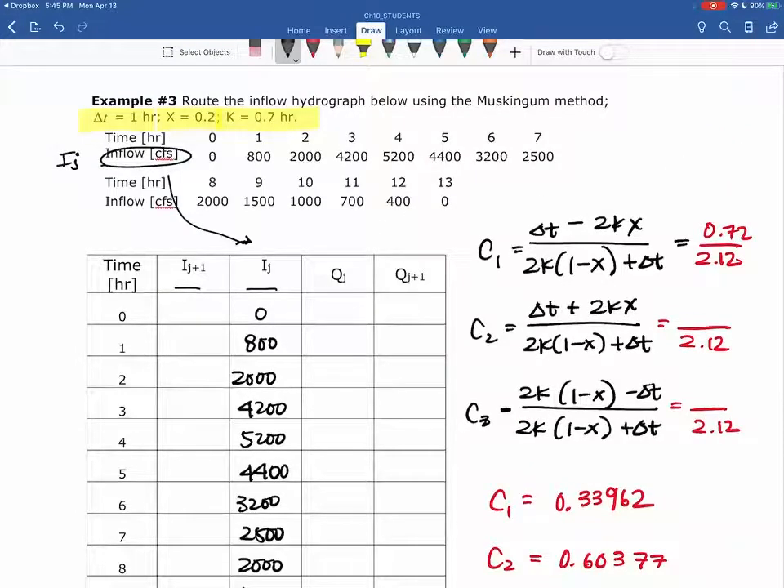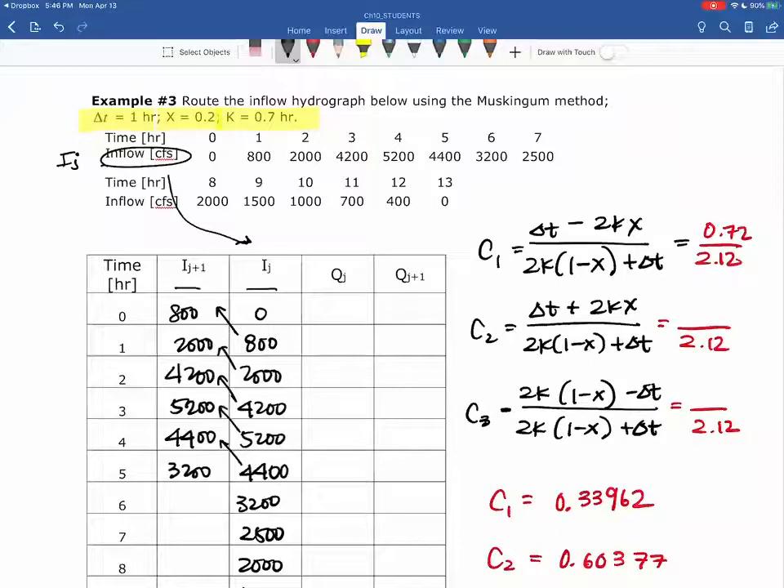Now, in this column, you're going to shift your I J. So you're going to have a shift here to be I J plus one. So it's not going to be I J at hour zero. It's going to be I J at hour one, which is going to be what number? 800, my bad. So this will be 2,000, and this will be 4,200, and then this will be 5,200, 4,400. So we're just shifting everything up one. That's it.